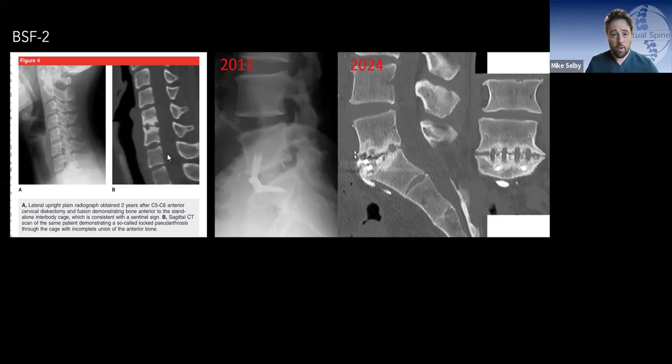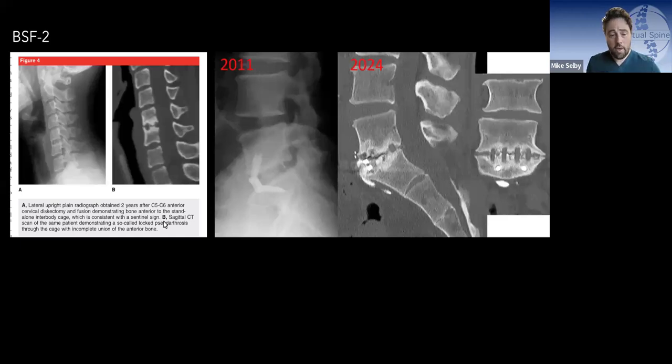pretty much symptom-free. We got a CT scan because they had a little episode of neck pain about 3 or 4 years after surgery, but they've been symptom-free, and I still follow them to this date, and they have not had a revision some 15 years after this initial surgery. So with this kind of appearance, though, this is a quite obvious radiolucent line through the middle.